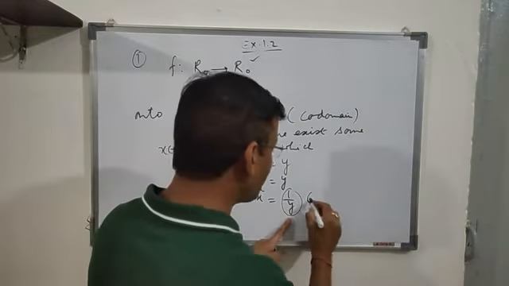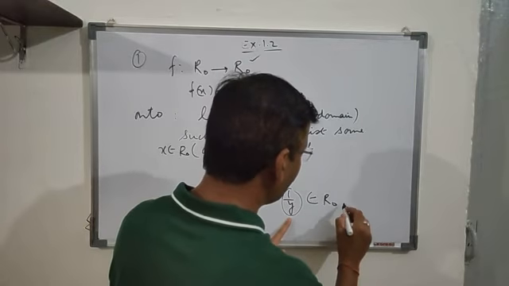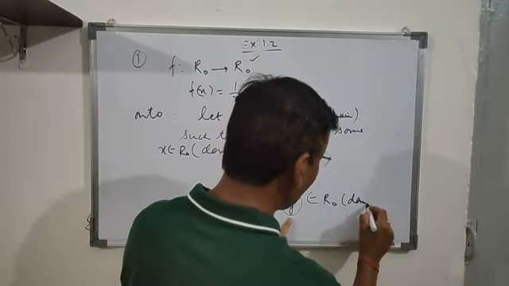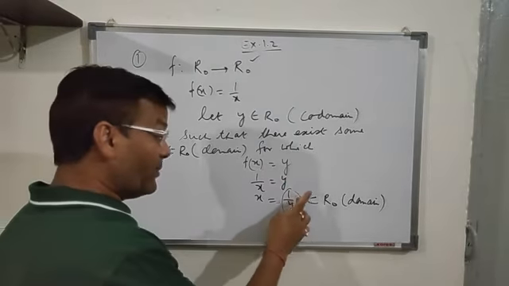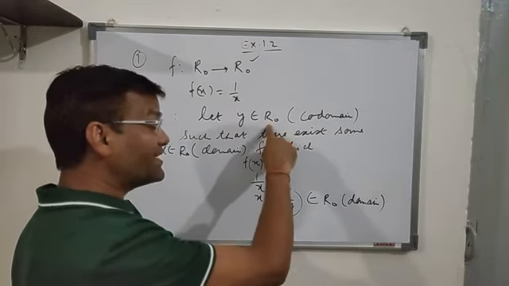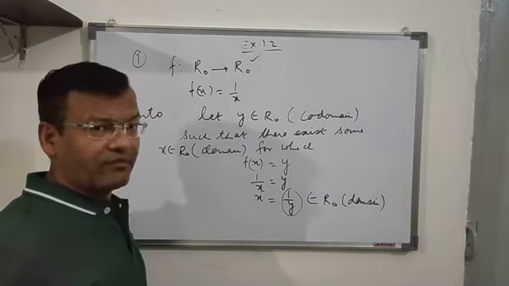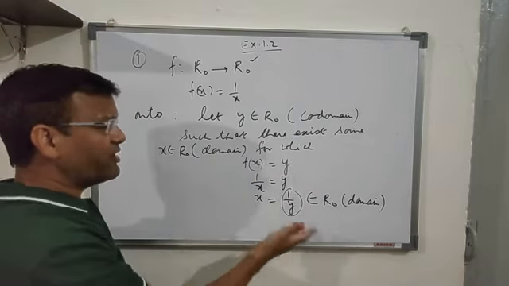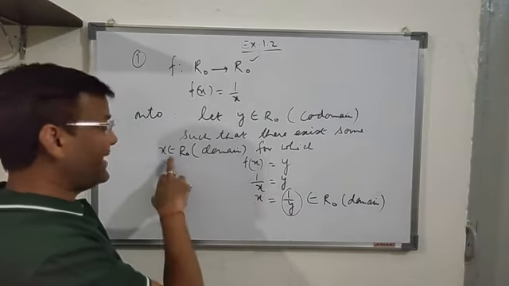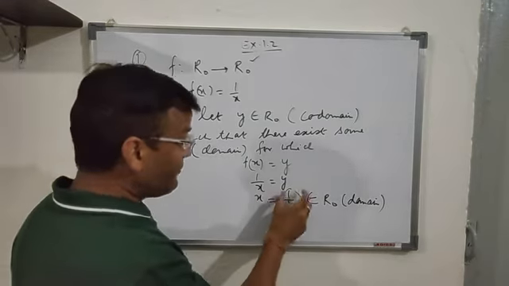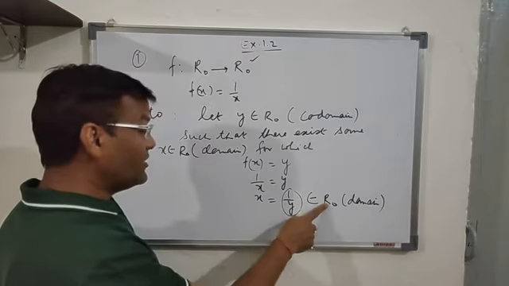So this belongs to R0, that is the domain. Now it has been proved. You can see it here, x equals 1 upon y. As y belongs to R0, 1 upon y will also belong to R0, because it is non-zero. So 1 upon y belongs to R0, and x was in the domain. That means 1 upon y belongs to R0, which is the domain.